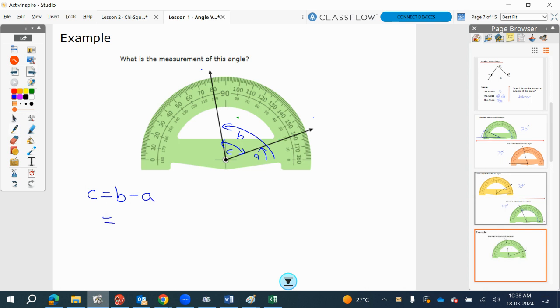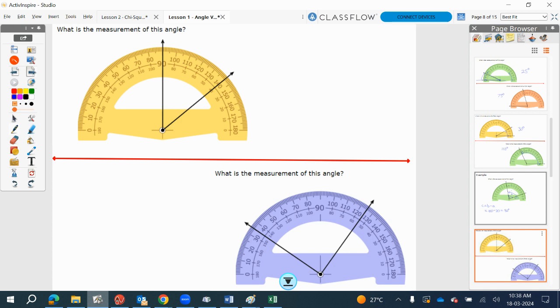So the angle B, we start at 0, we go around, that's 100. The angle A, we start at 0, we go around, that's 20. So the angle C is how much? 80 degrees. All right, try these ones for yourself.